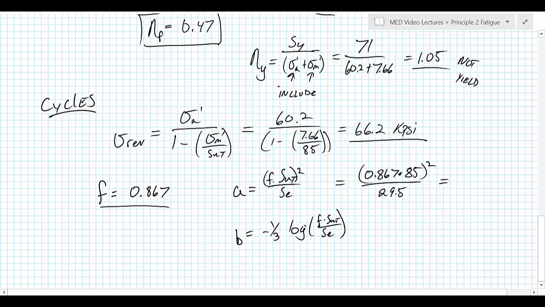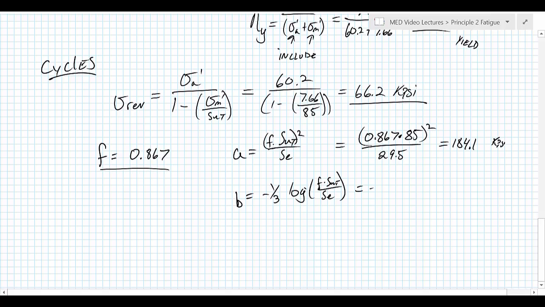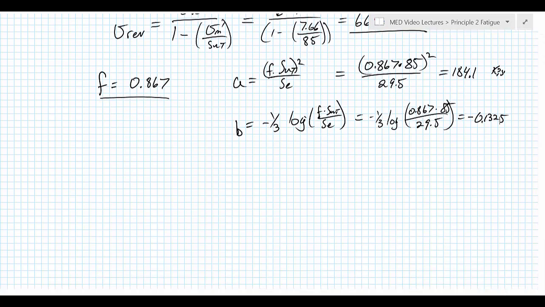So a for this problem will be about 184.1. This is kpsi squared over kpsi, so we end up with kpsi as the units. And b would be negative 1/3 log of 0.867 times 85 over 29.5. These numbers are the exact same, 85 and 29.5. Since this is kpsi over kpsi and it's a log value, we end up with just a number here, negative 0.1325.